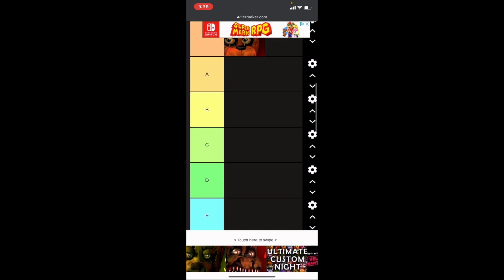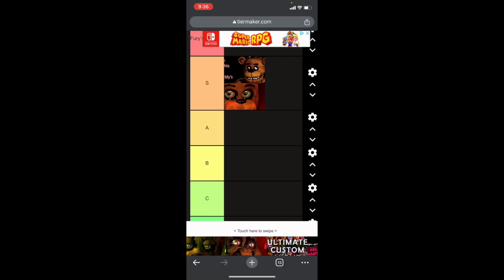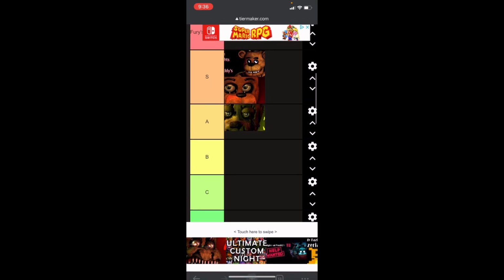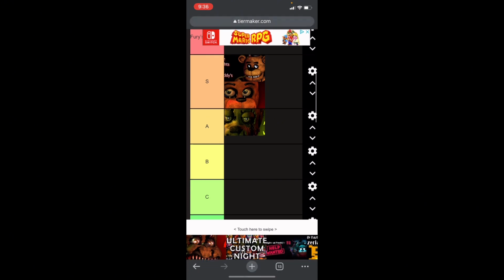FNAF 3, it only really had one animatronic. Phantoms were kind of lame. Introduction of Springtrap, though. If it didn't have Springtrap and it was just a random animatronic as the only one, it would go into B, but A. It introduced the main villain in the FNAF franchise.